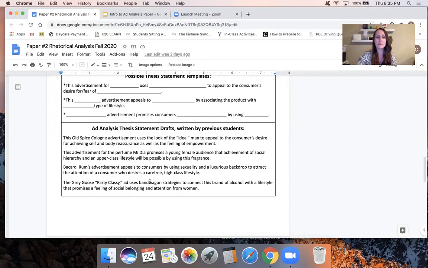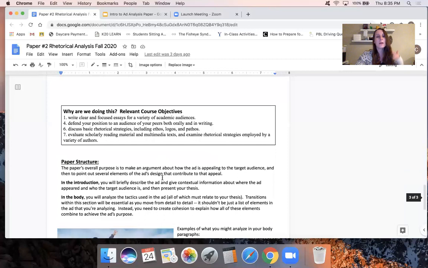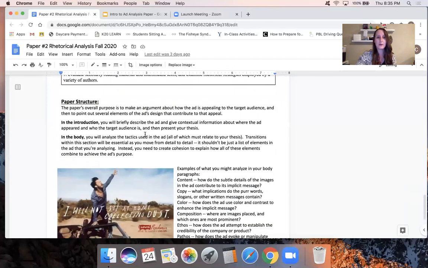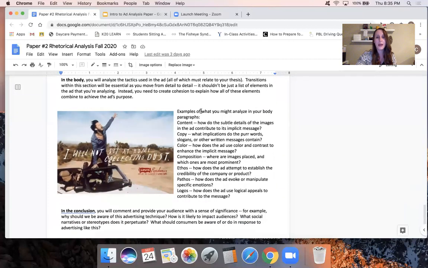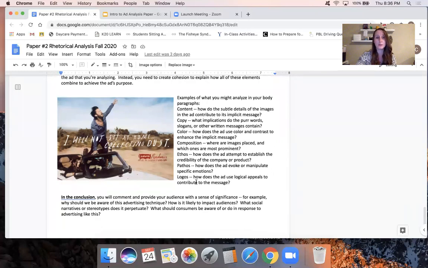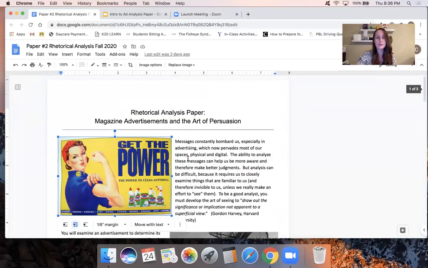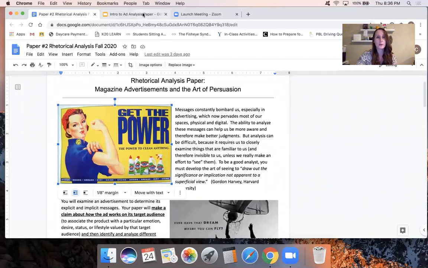You also have some possible thesis statement drafts. These were written by actual students in previous semesters, and they're on the right track. They're first drafts, but they're doing it right. Finally, the relevant course objectives and some hints about the overall structure of the paper and examples of what your body paragraphs might contain. So what different things about the ad will you be including in your analysis, as well as what to do in the conclusion. Okay, so I wanted to make sure you know what's going on with that.